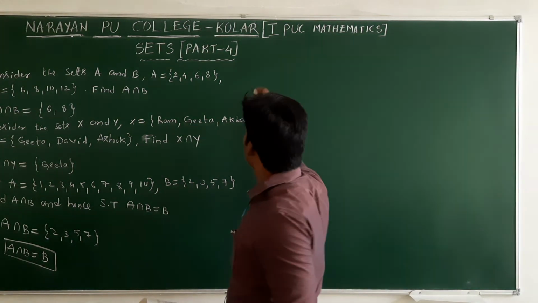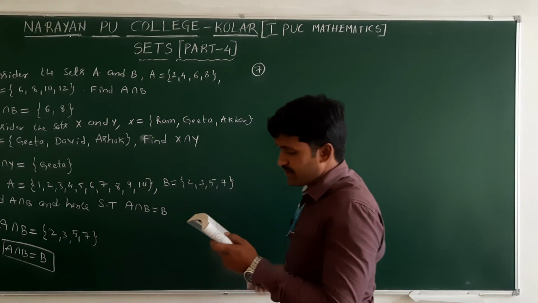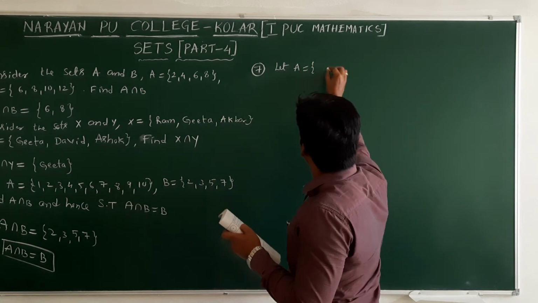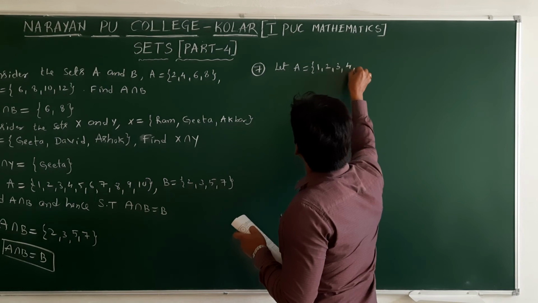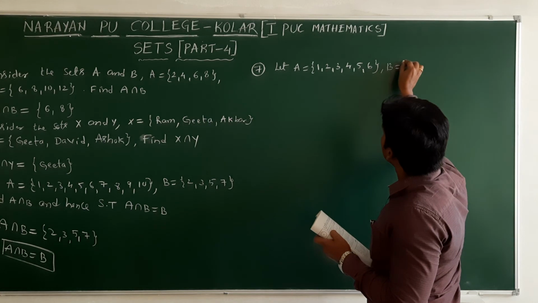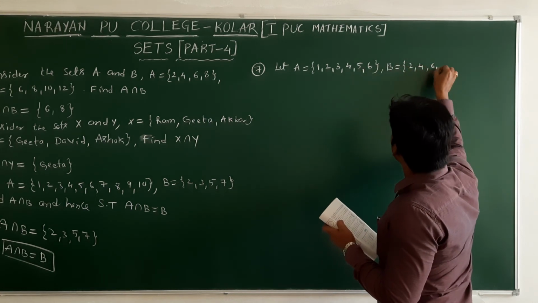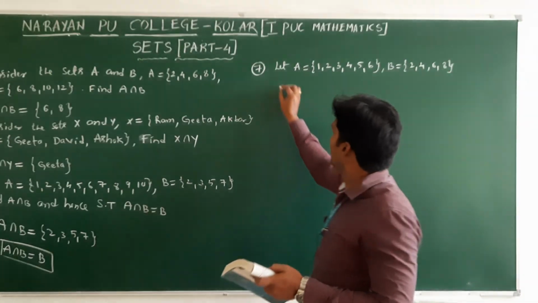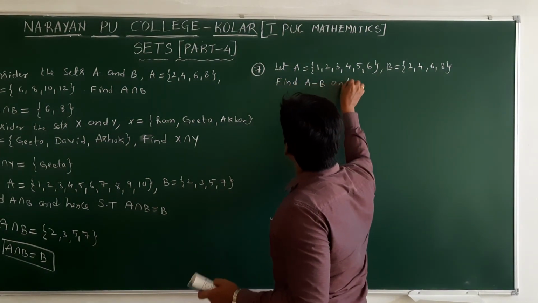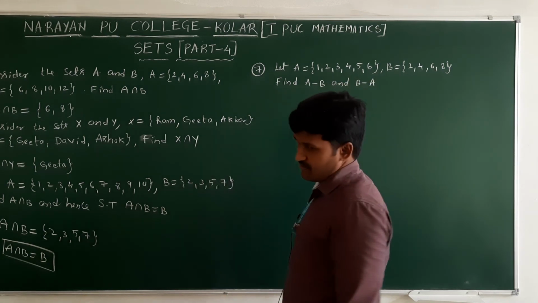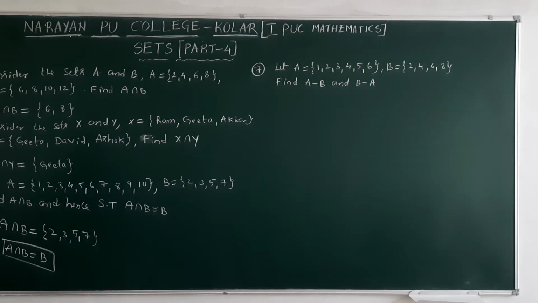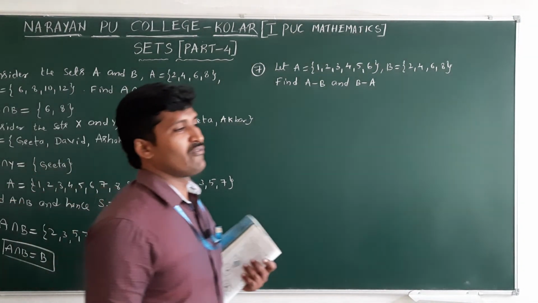Next, example number 7. Let A equal to set of 1, 2, 3, 4, 5, 6. Next, B equal to 2, 4, 6, 8. Find A minus B and B minus A. Actually, for this academic year, this concept is a deleted portion. Difference of sets.